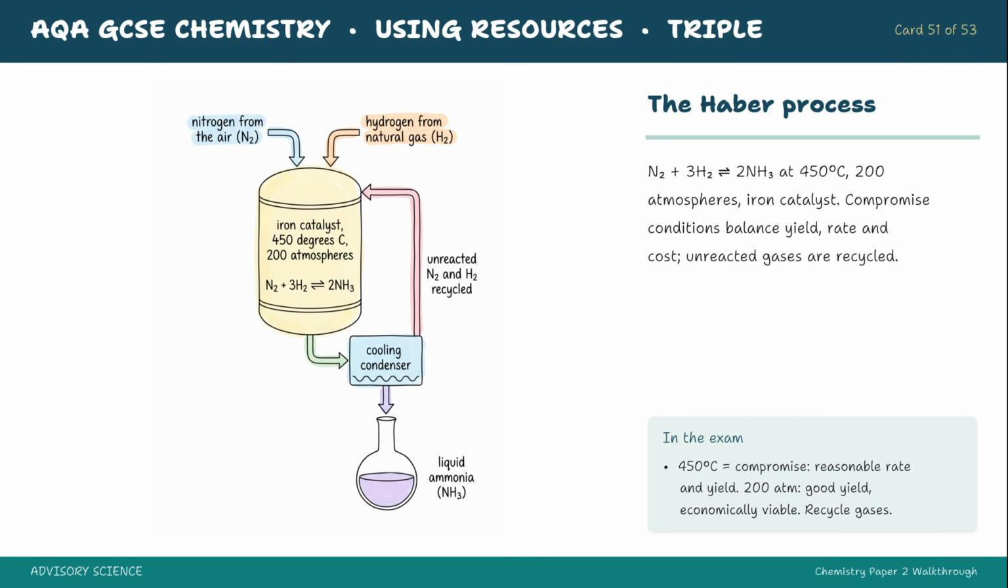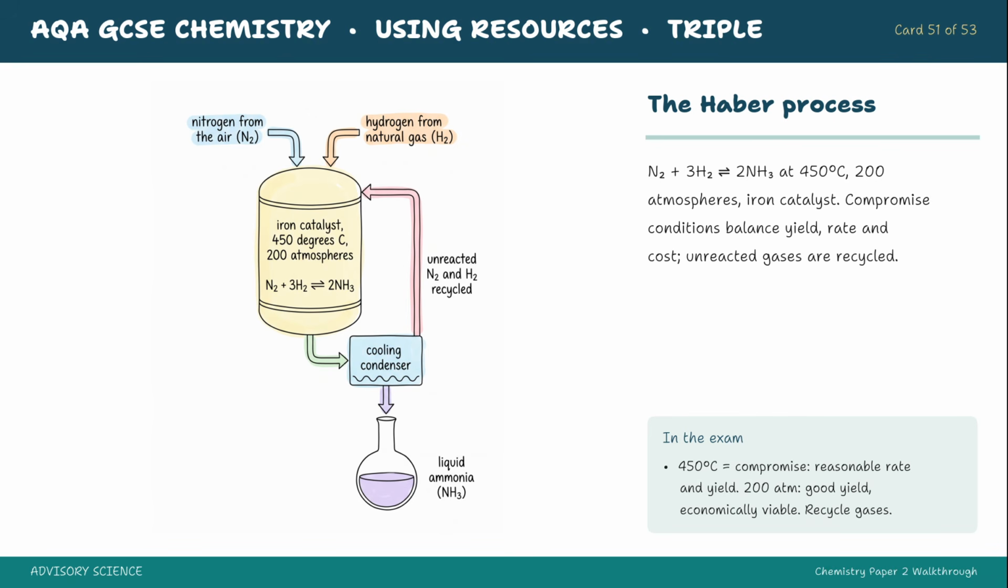In the exam, explain both the yield and the rate-cost trade-off. Low temperature gives a higher yield, but it's too slow, so 450 degrees C is a compromise. High pressure gives a higher yield, but it's limited to about 200 atmospheres by cost and safety. The catalyst speeds things up, but does not change the position of equilibrium.